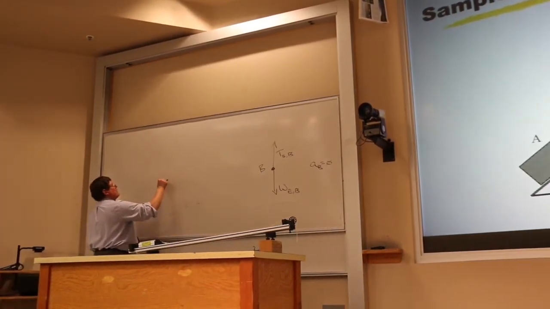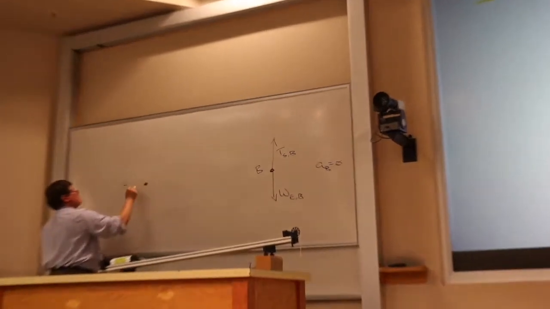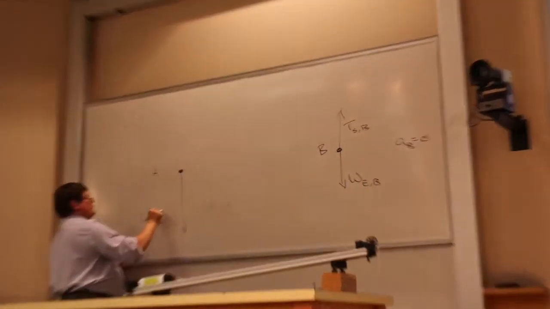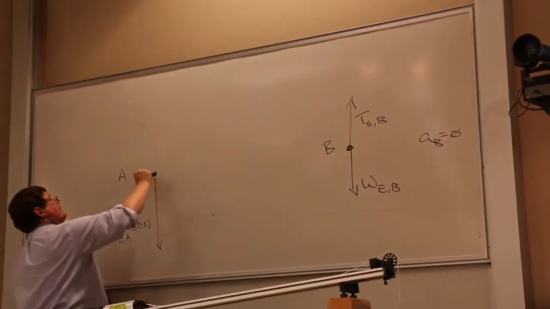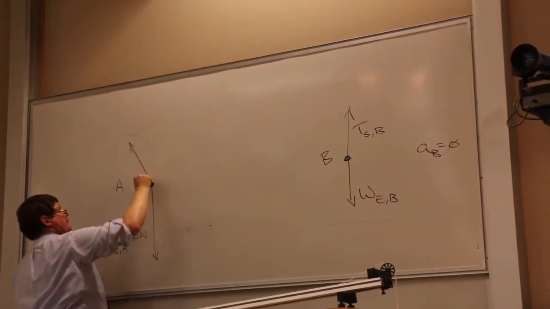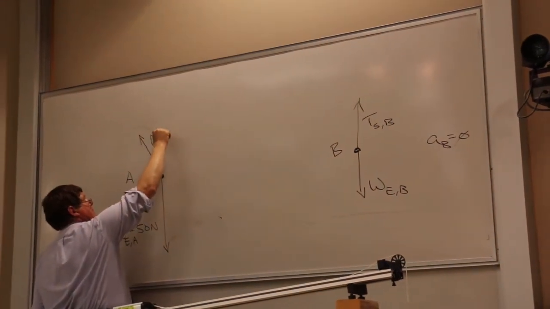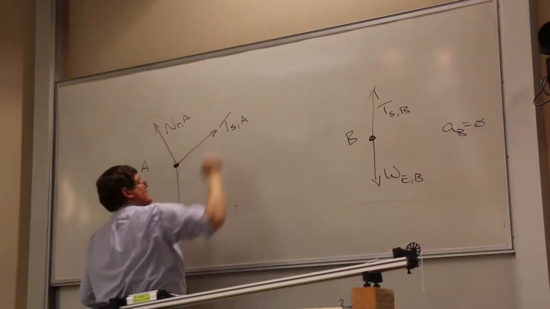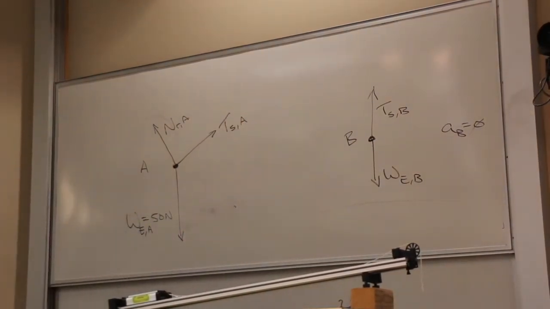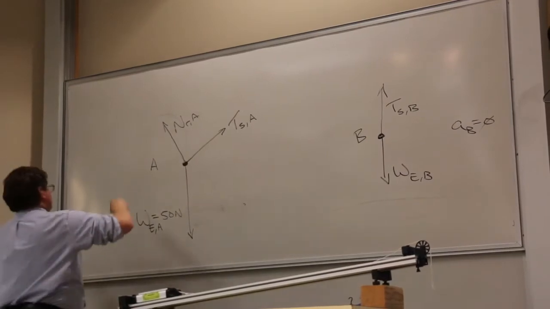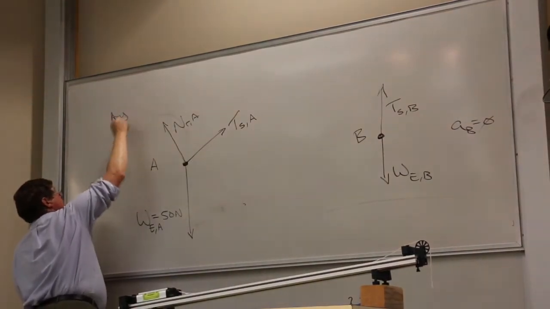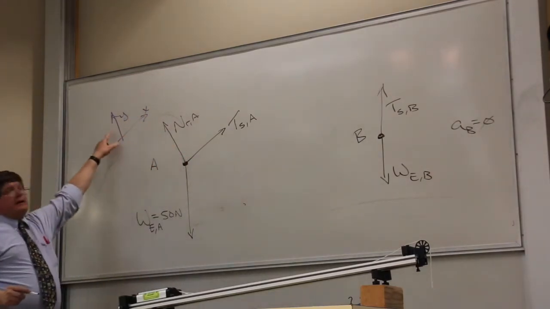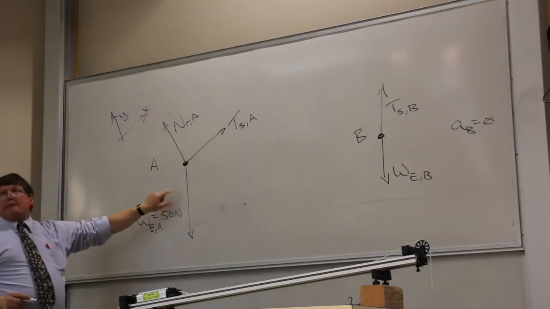Our free body diagram for A, we had a weight force that we were told was 50 newtons. We then had a normal force by the ramp, and we had a tension force by the string. There was no friction, it's a frictionless ramp. Now if we line up our coordinate system with our ramp, all the forces are lined up with our coordinate system except for the weight.